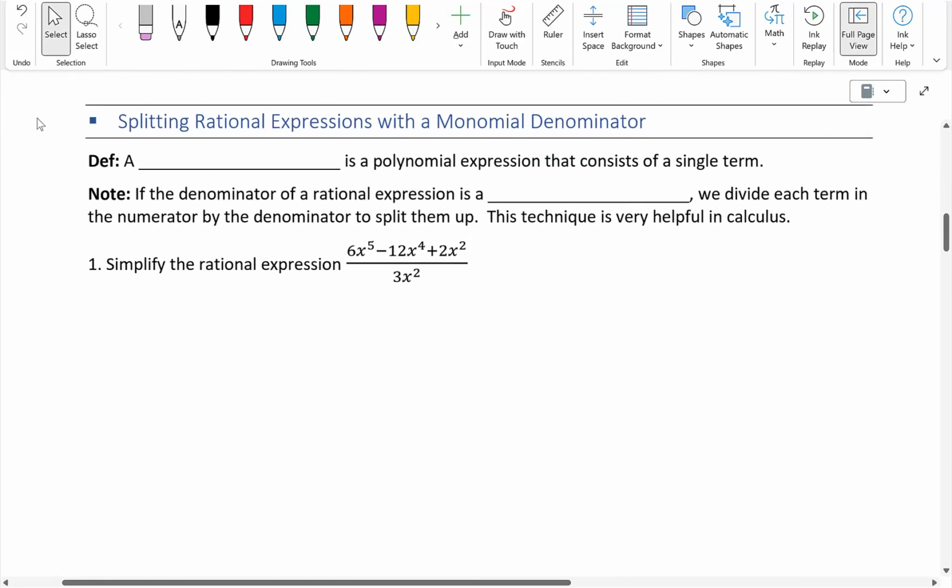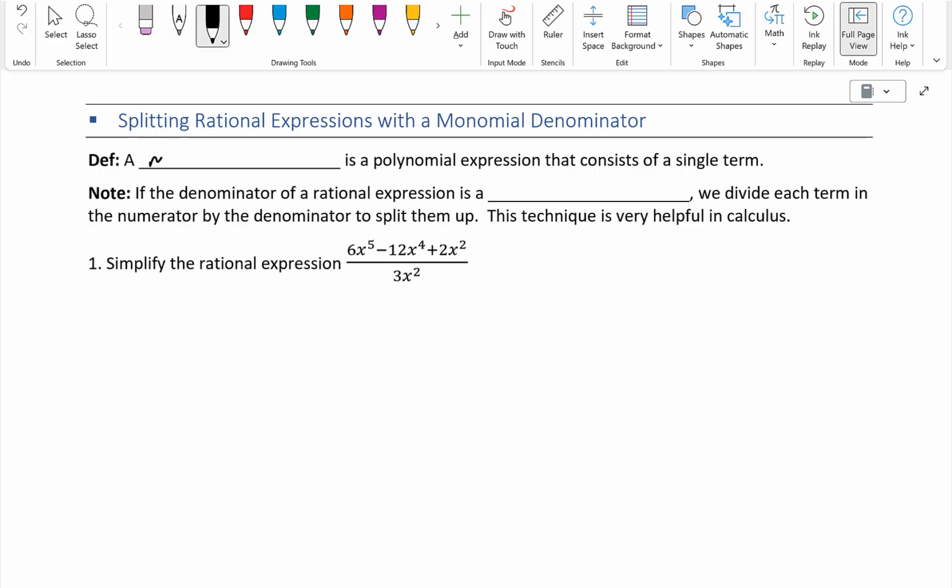And something that's going to be important in calc is splitting rational expressions with a monomial denominator. So a definition to start, a monomial is a polynomial expression that consists of a single term. Note, if the denominator of a rational expression is a monomial, we divide each term in the numerator by the denominator to split them up. This technique's very helpful in calculus.